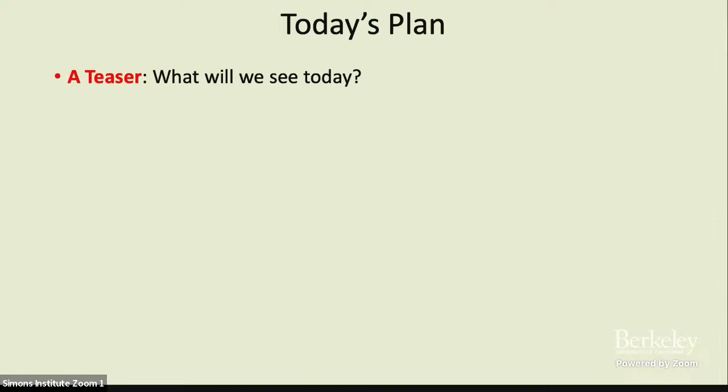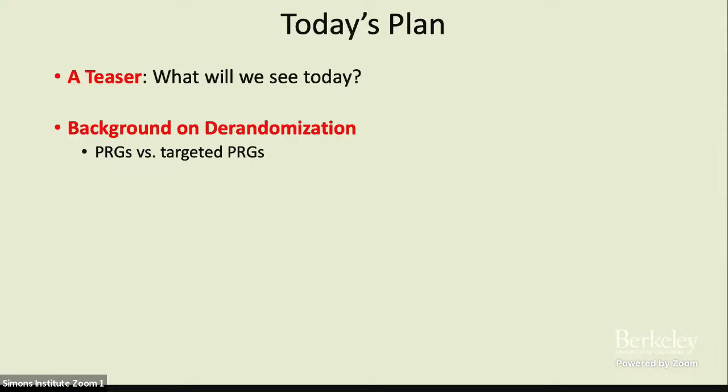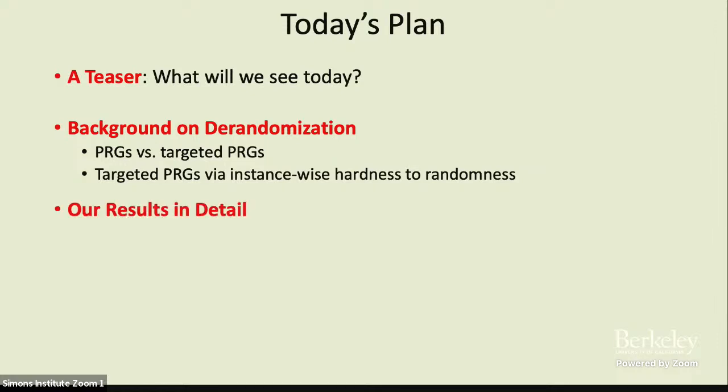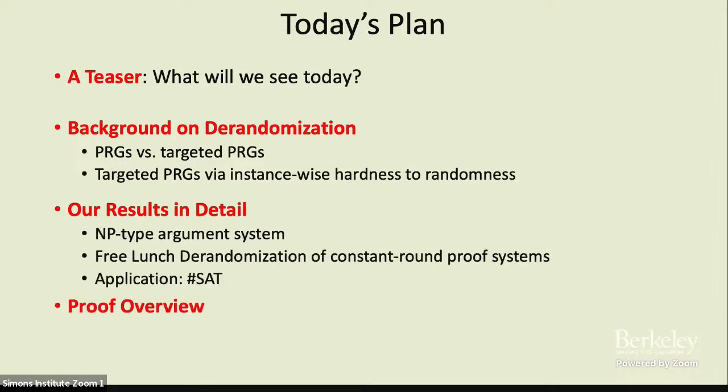So here's today's plan. First, I'm going to give a teaser about what we will see today. And then I'll talk about some background on derandomization, like the recent approach of using targeted PRGs instead of PRGs for doing derandomization. PRG here stands for pseudorandom generator. I'll define them. And then I'll talk about a framework of constructing targeted PRGs via instance-wise hardness to randomness connection, which is going to be very useful when you apply them to interactive proofs. Then I'll talk about our results in more detail. And then I will finally get to the proof, hopefully.